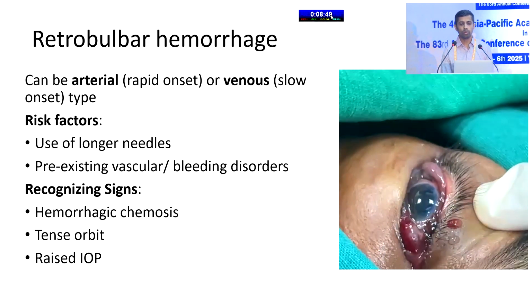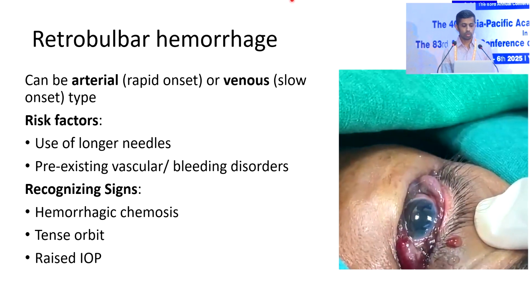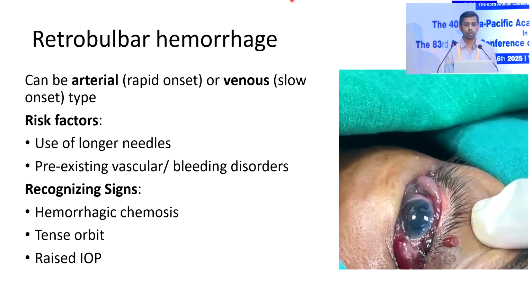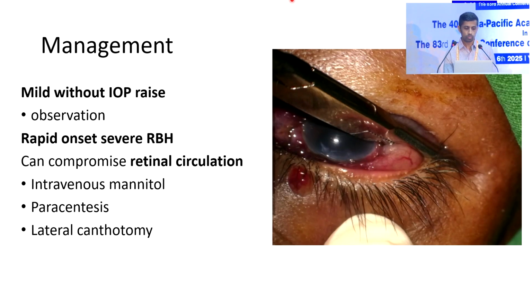Risk factors include use of longer needles, pre-existing vascular or bleeding disorders. The signs to recognize are hemorrhagic chemosis, tense orbit, and raised intraocular pressure. Clinically, on fundus examination, we can see presence of choroidal mounds or choroidal folds, and classically on CT scan or ultrasound B scan, we can see the coning of the globe.